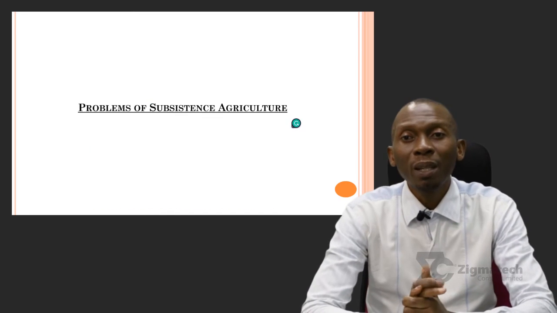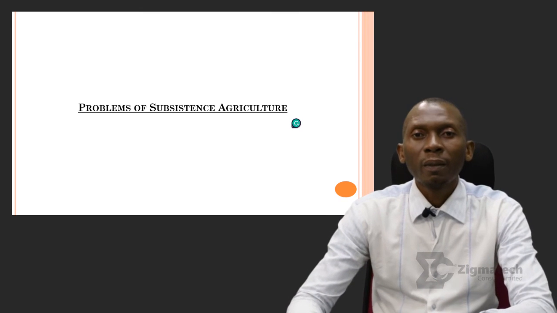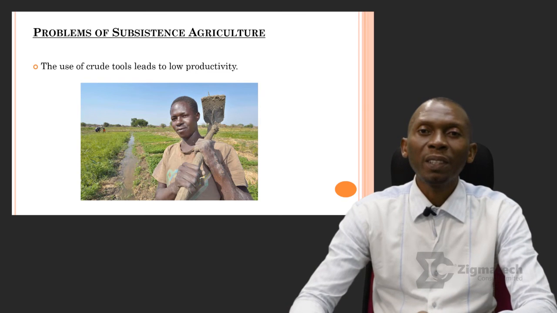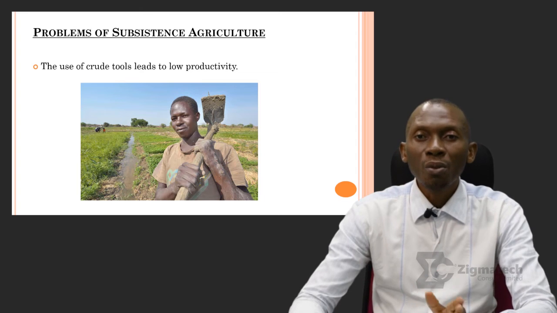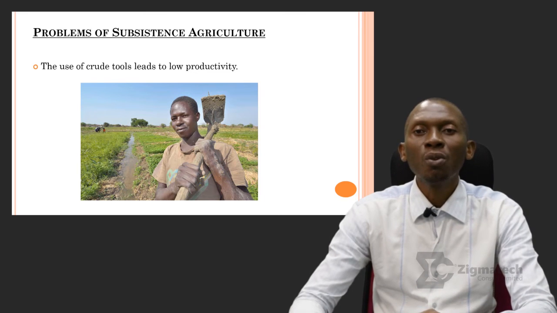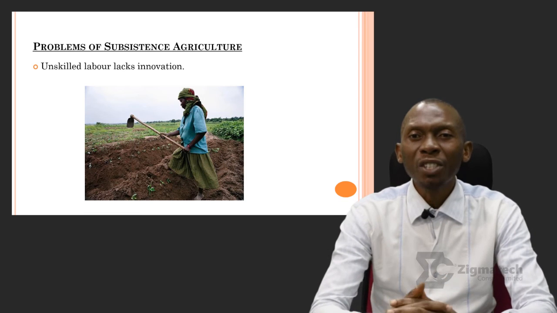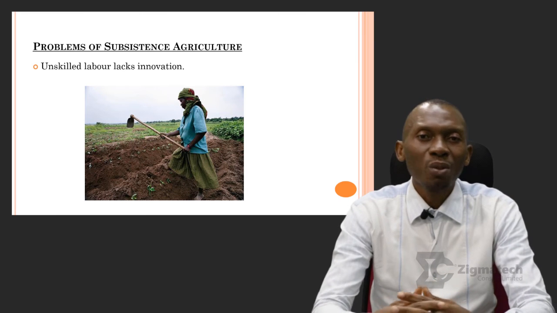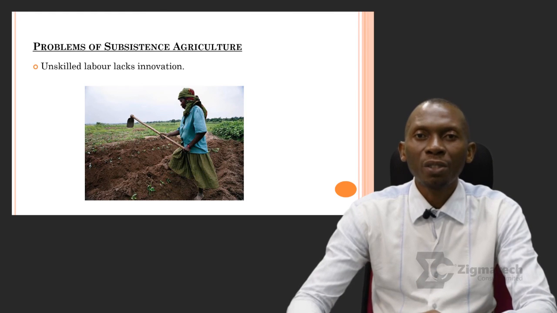Let's take a look at the problems of subsistence agriculture. Now, the use of crude tools leads to low productivity. That's a major problem in subsistence agriculture. Unskilled labor lacks innovation. Since they are not educated and skilled, they don't know how to tackle problems and situations they encounter in the course of their production.